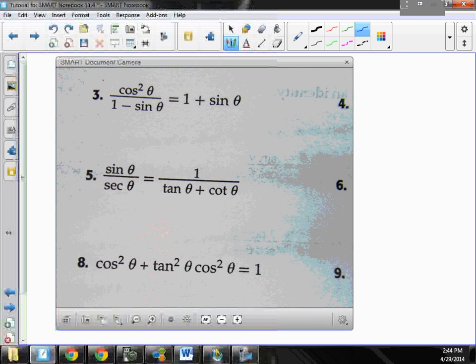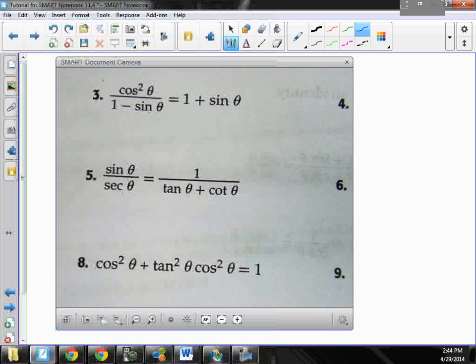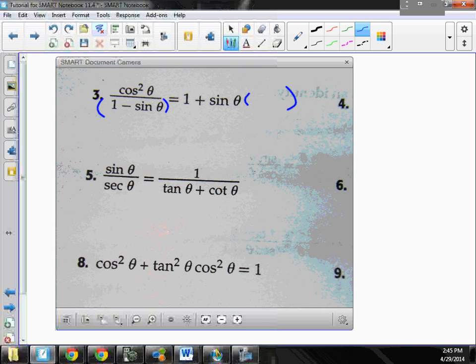What would you recommend? Don't change the cosine to a secant. It's a bad idea. Yes? So you're saying take this and multiply over here and multiply it here so those cancel? You can. It's considered bad form.